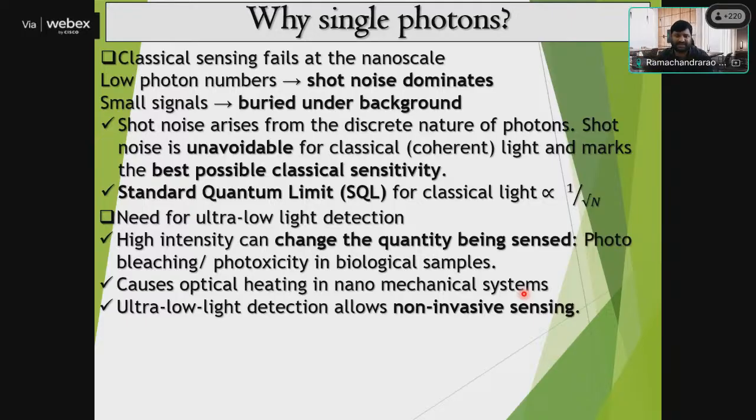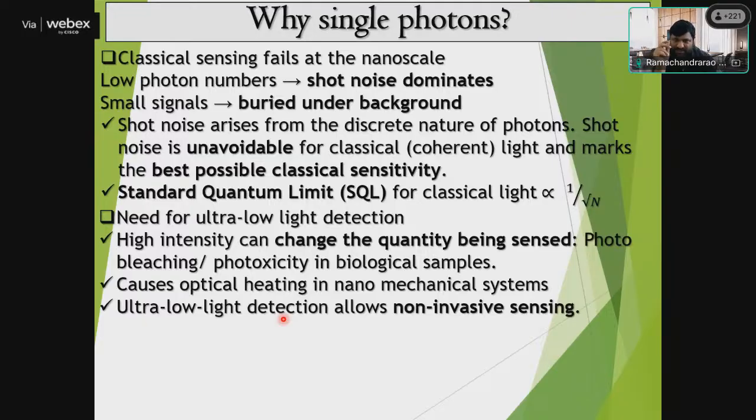Okay, that's very important. Ultra low light detection: in the present world, suppose in the medical field, if you want to detect anything, you send a bunch of light, right? Then you are detecting, and parallelly you are also destroying. Please remember, it's also a destructive technique. Some of the good ones you are also destroying.